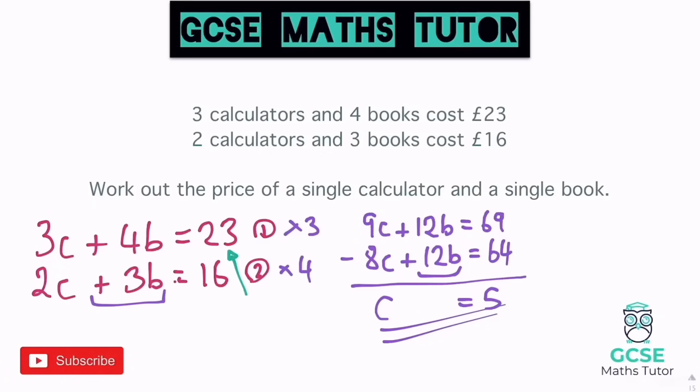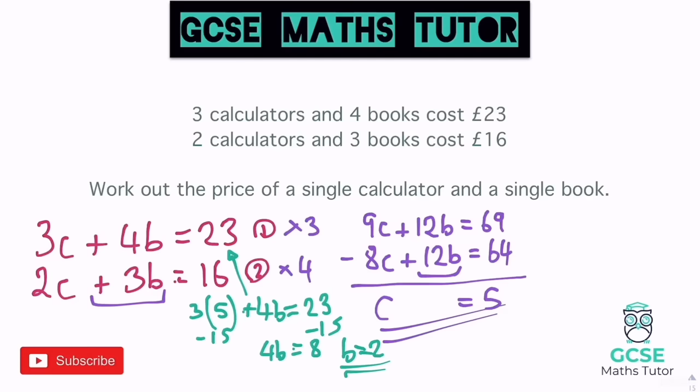So if c is 5, we have 3 lots of 5, add 4b, and that equals 23. Now 3 lots of 5 is 15, so we're going to have to take away 15 from both sides. And we get 4b equals 23, take away 15 is 8. And then dividing that by 4, we get b equals 2. There you go, 8 divided by 4, b equals 2. So our final answer there, c equals 5 and b equals 2. Thinking about the context here, a calculator is £5 and a book is £2.